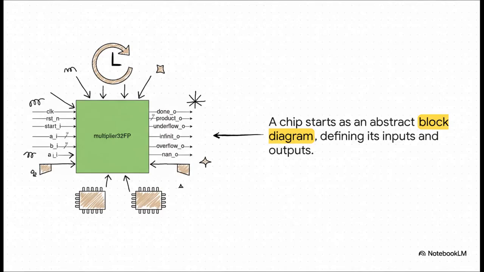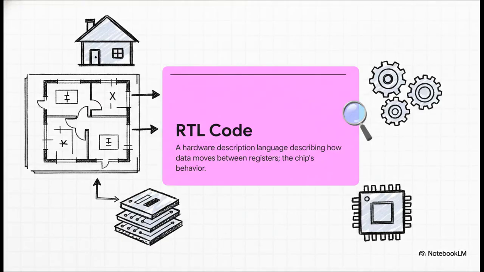The whole design process starts out pretty simple, kind of like this block diagram for a floating point multiplier. You just define what goes in, a clock signal, a reset, the two numbers you want to multiply, and what comes out, the answer, and maybe a few flags to say it's done. It's a very high-level, functional view. So you take that block diagram and you describe it in what's called RTL code. The best way to think about this is like an architect's functional plan for a building. It doesn't say what the walls are made of, but it spells out the purpose of every single room and how they all connect and work together.